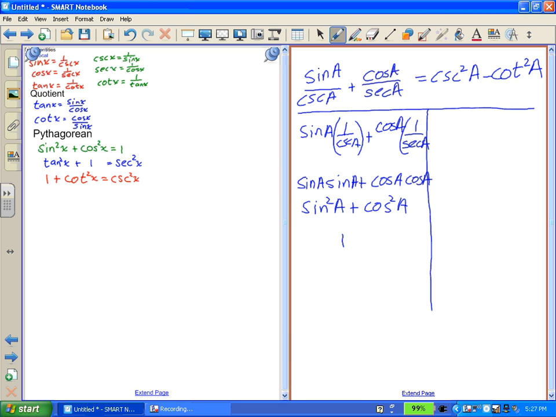Well, that's not what I have on the other side, so now I have to see if I can change things around on the other side or use the identities in any way. Which identity relates cosecant and cotangent? That is the Pythagorean identity. So where I see cosecant squared using the red one, I'm going to put in 1 plus cotangent squared A minus cotangent squared A. Well, that just equals 1. And now I'm done.